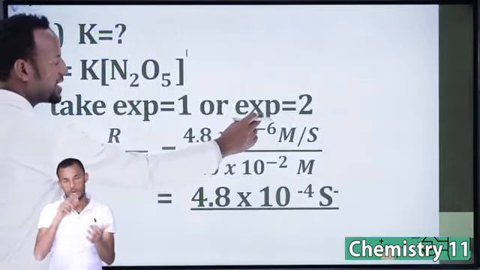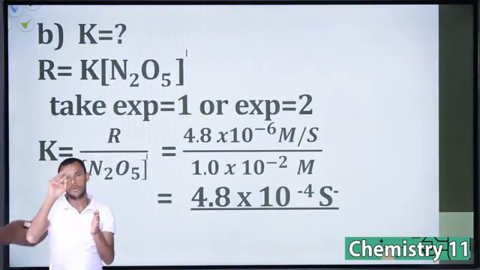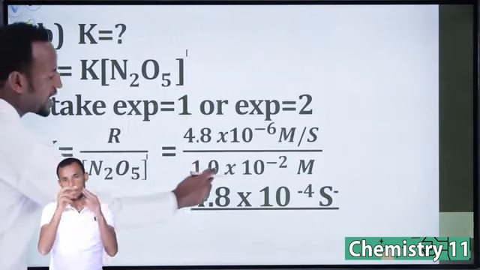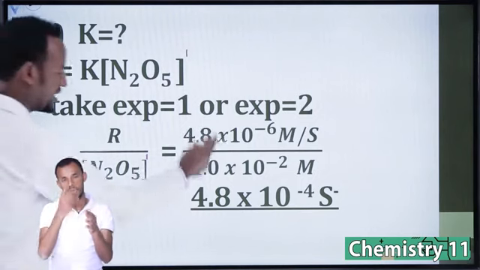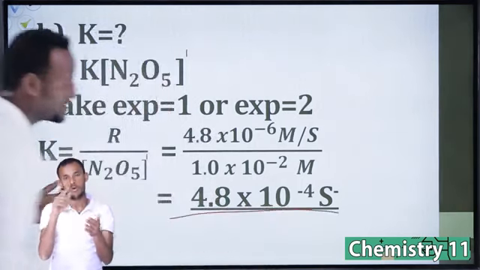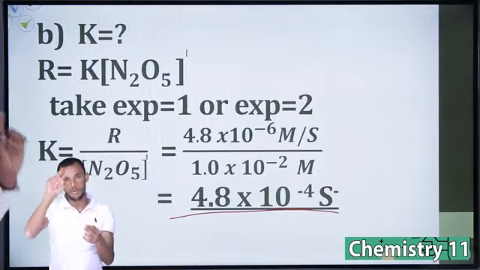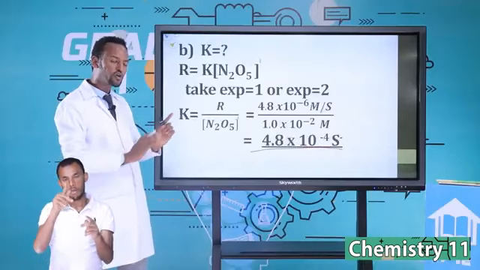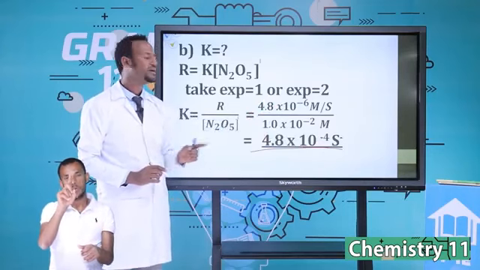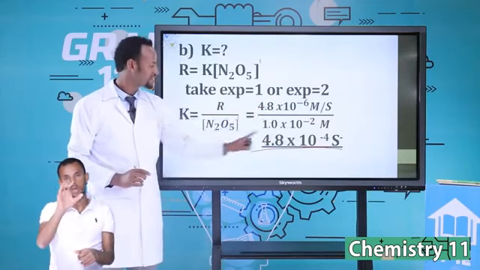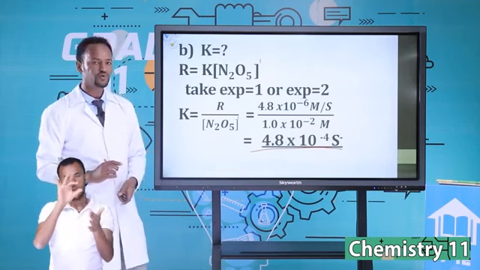4.8 times 10 raised to minus 6. Which one? Rate 1. Divided by 1 times 10 raised to minus 2, concentration 1. This is 4.8 times 10 raised to minus 4. Because K is constant, for R1, C1 or R2, C2, it gives 4.8 times 10 raised to minus 4.